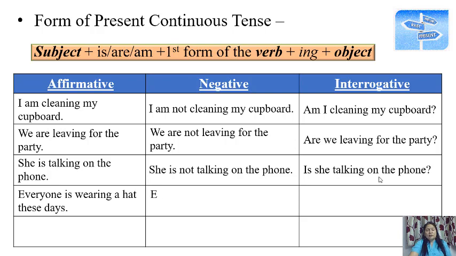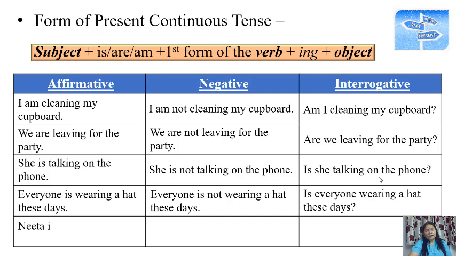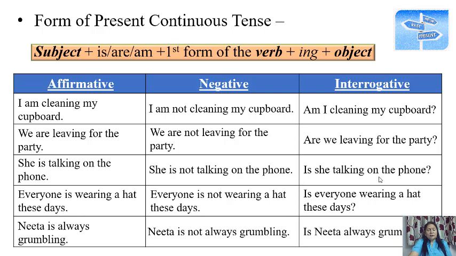Everyone is wearing a hat these days. Everyone is not wearing a hat these days. And is everyone wearing a hat these days? Neeta is always grumbling. Neeta is not always grumbling. And is Neeta always grumbling? Now you look at the transformation also. Any sentence you take, like from negative to affirmative, affirmative to interrogative, from interrogative to affirmative or negative, this is what you learn here. Go through these sentences. Somebody wrote to me that he did not understand transformation, so this is a revision of transformation.